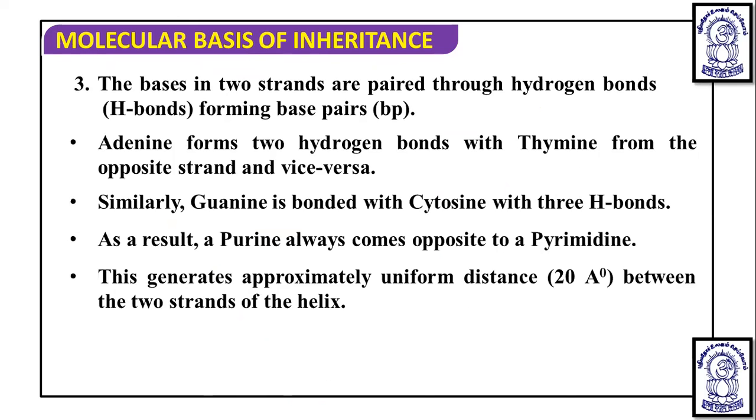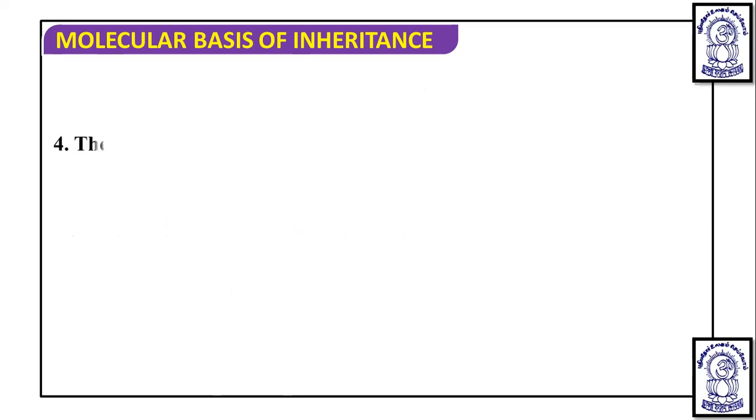That is what happens, and it happens because pyrimidine always comes against the purine and vice versa. If purine comes against purine, then the diameter may increase compared to the 20 Angstrom, or if pyrimidine comes against pyrimidine, then the diameter may reduce compared to the 20 Angstrom. So the diameter remains constant due to this complementarity of purine against pyrimidine.